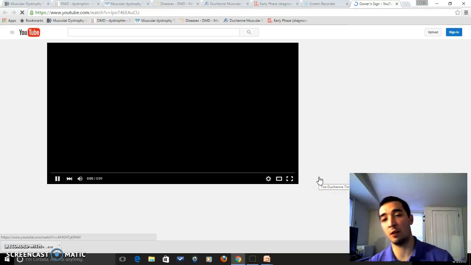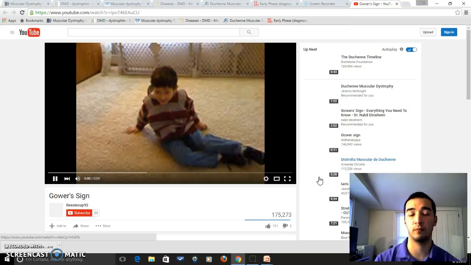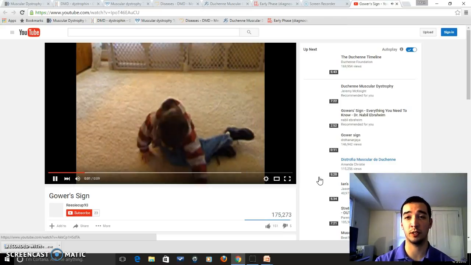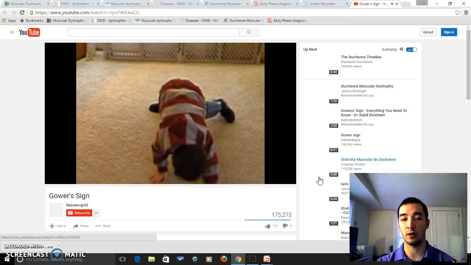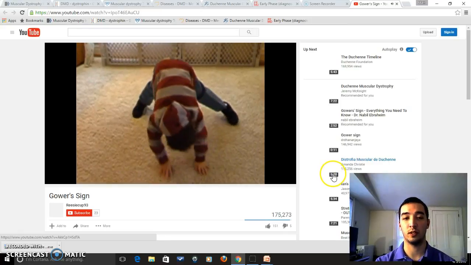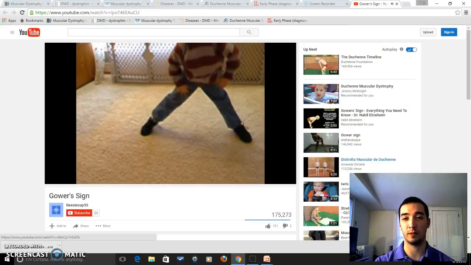Basically, the Gowers maneuver is they'll start off on all fours and then progress into an upright position by walking back on their hands. So there you can see that he's starting off on all fours and he's slowly walking his hands back and stands up.